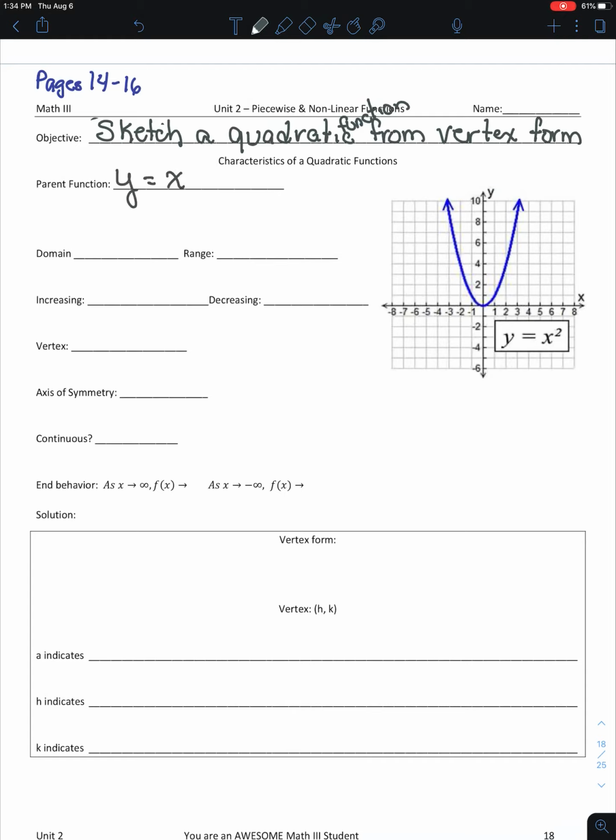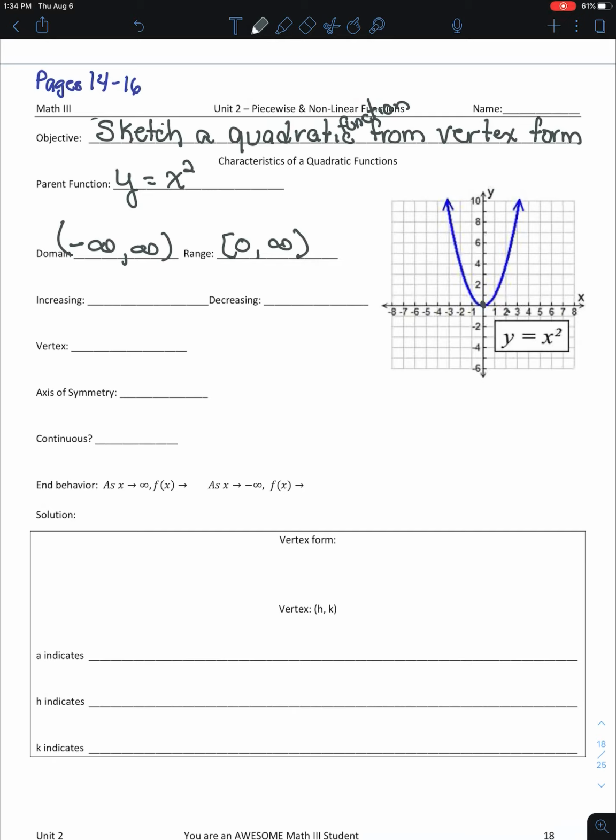All right, so let's talk about the parent function. As always, the parent function for a quadratic is y equals x squared. Not always, but it is. The domain for a quadratic will always be negative infinity to infinity, just like an absolute value function. The range will change depending upon where the vertex is. In this case, the range starts at 0 and goes towards infinity, and 0 is included.